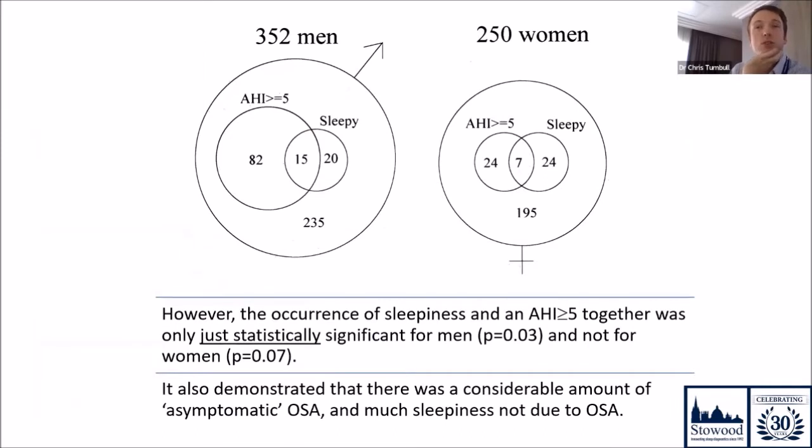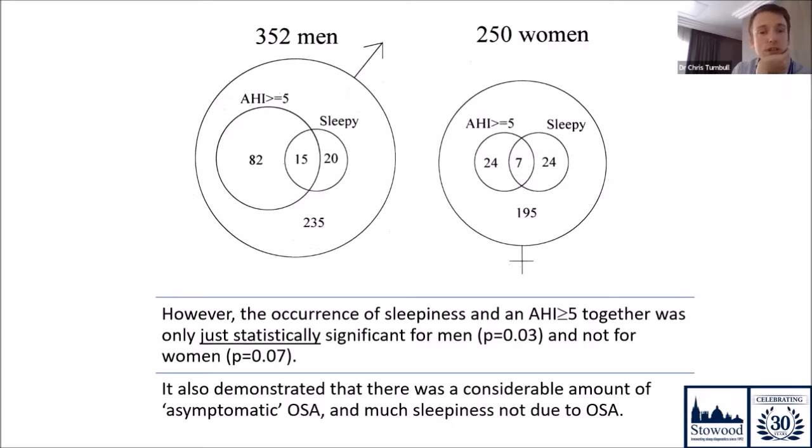However, when you then look at the Venn diagrams in men and women from the Wisconsin study, you can see that there is a large overlap and not really much agreement between the presence of sleepiness and the presence of a raised AHI. So in men, 15 men had both the raised AHI and hypersomnolence, 82 had just a raised AHI alone, and 20 individuals had sleepiness compared to 235 who didn't have sleepiness.